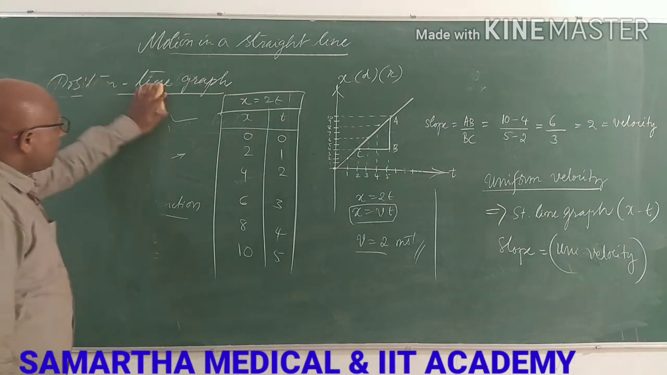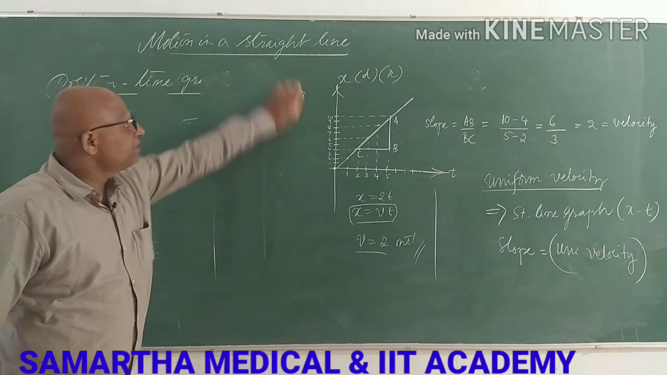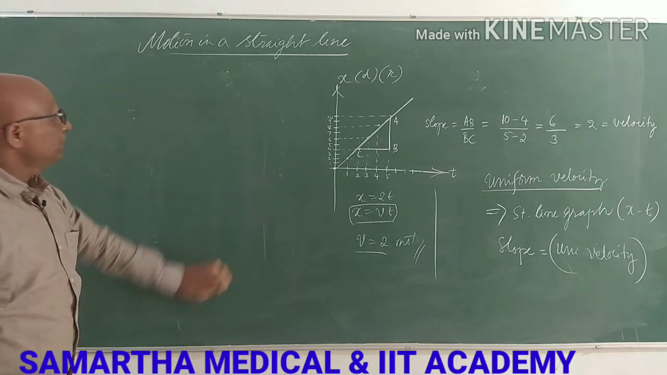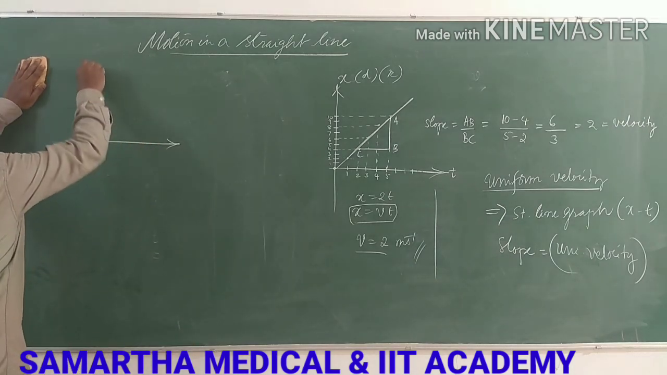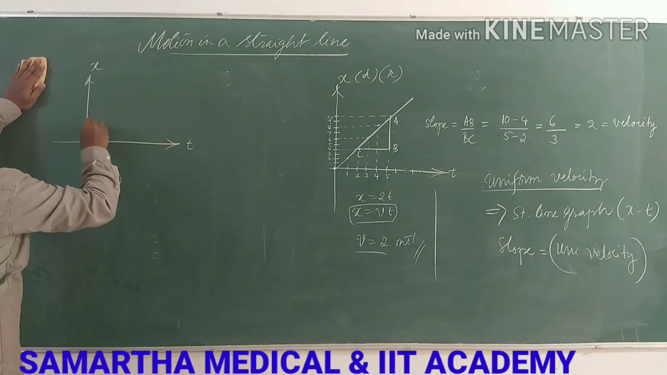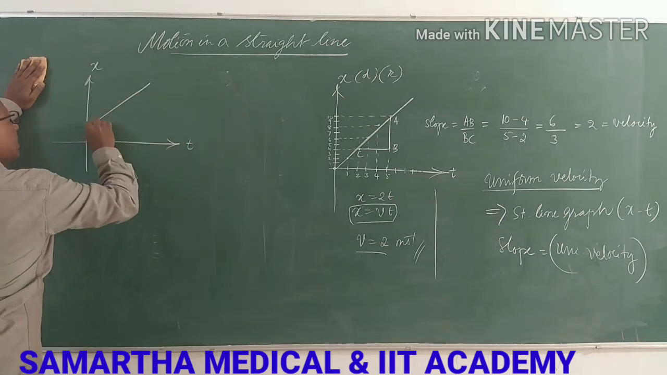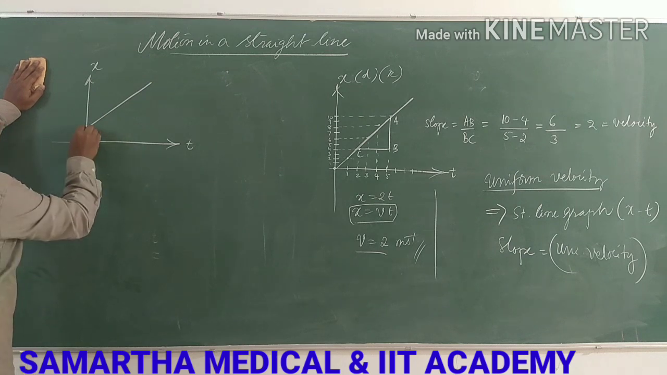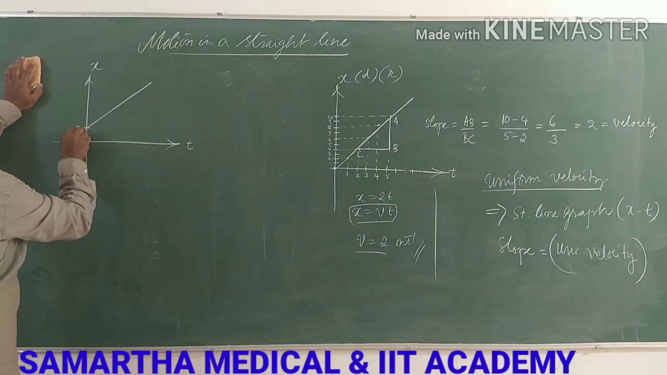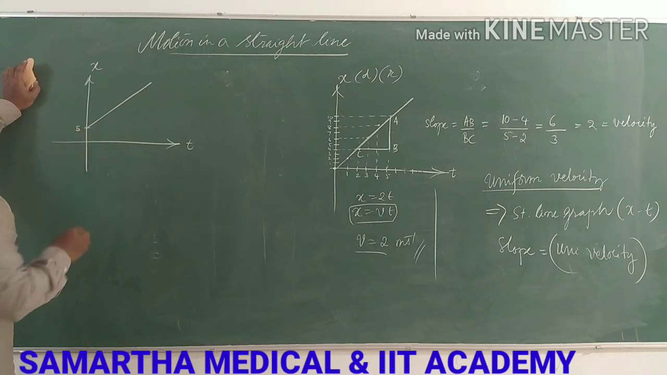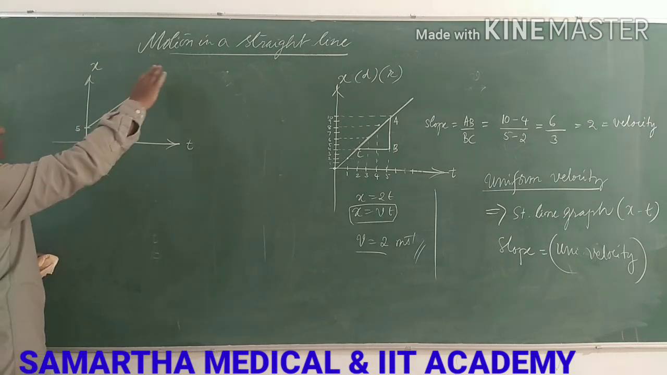Suppose the position-time graph of a particle, a car, is given like this. It is not starting from the origin. It starts from something else, called the initial position. This is how the graph is obtained.